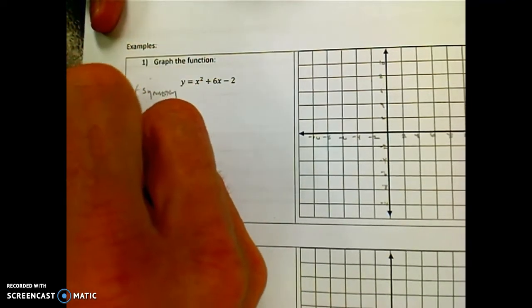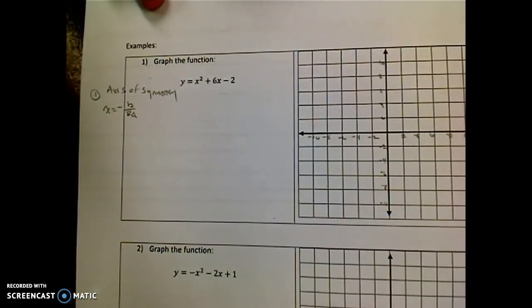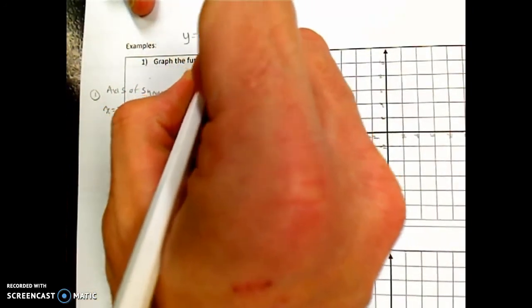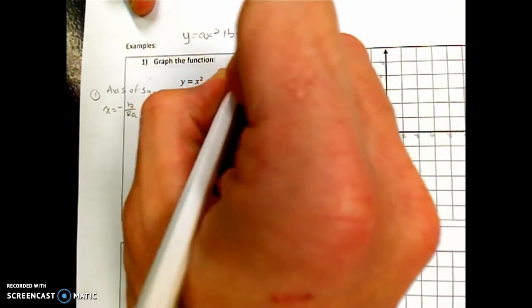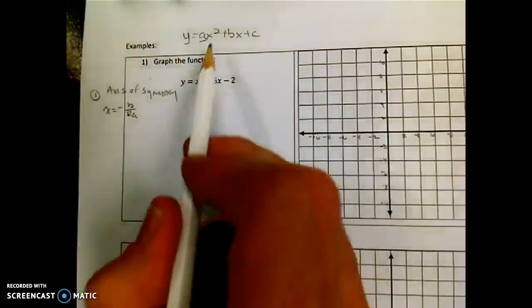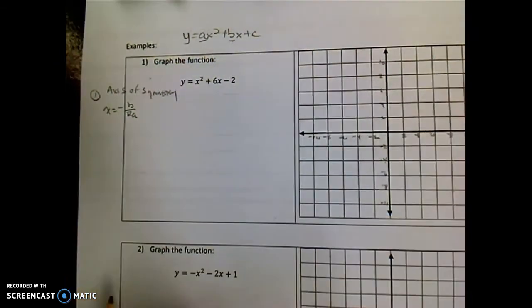So x equals the opposite of b over 2a. Now, where does this a, b, and c come from? I see y's and x's. Remember, y equals ax squared plus bx plus c, our standard form. A is the multiplier on x squared. B is my multiplier on x. C is my constant. So let's go to the equation.